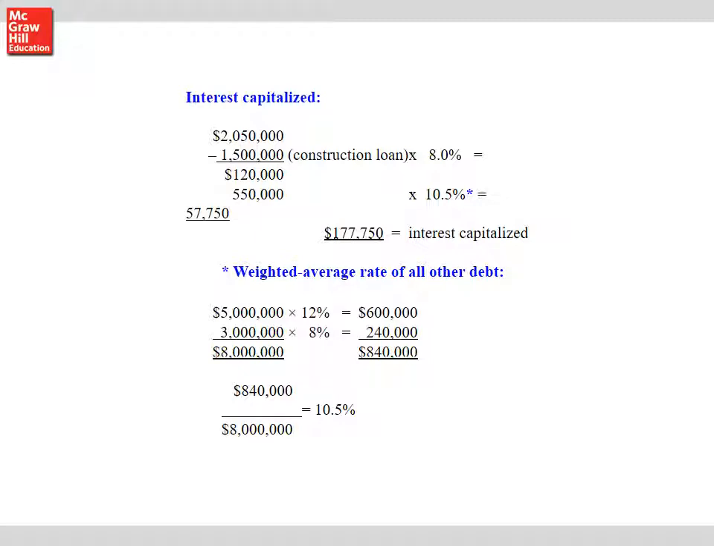So the remaining expenditures we have to calculate interest on, the $550,000, we will calculate interest at 10.5%, $57,750. So the amount of interest that will be capitalized, $120,000 plus $57,750, or $177,750. That's how you run interest capitalization.